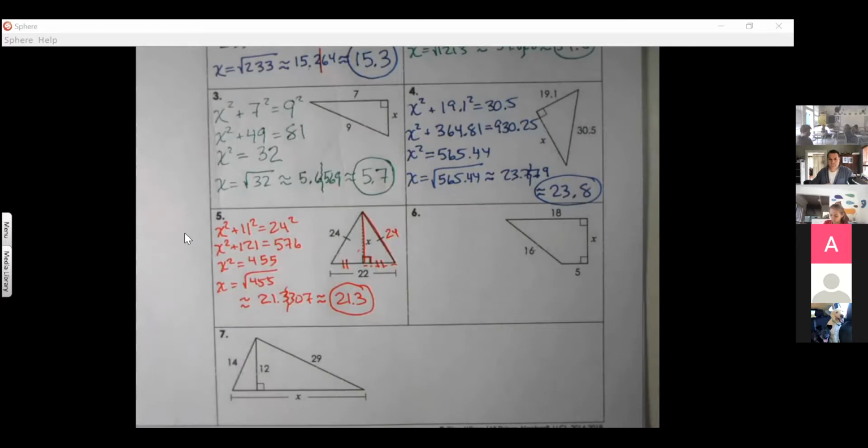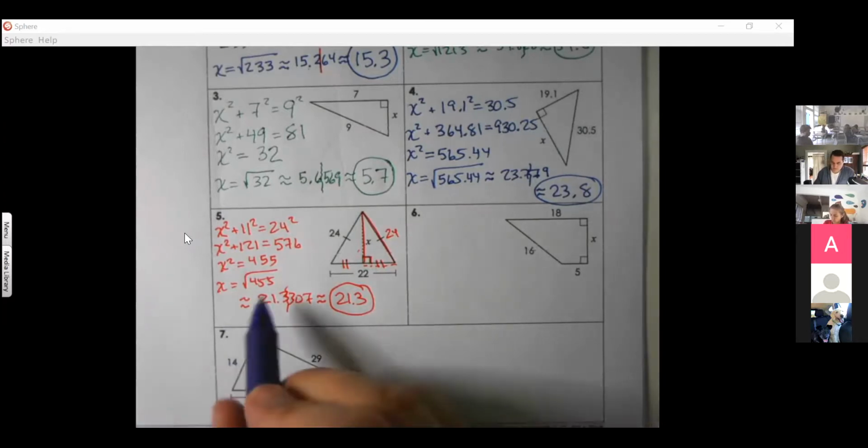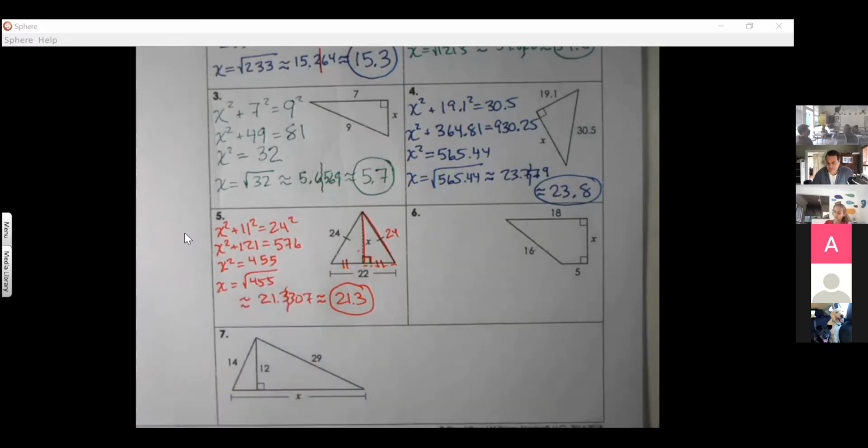Do you have to take it out of the square root? You mean rather than just leave it like this? Yeah, that's an unfinished answer, and expressly in this particular series of questions, it said round your answer to the nearest tenth. So how do I do the square root thing on my phone, though? Because I don't have a calculator.